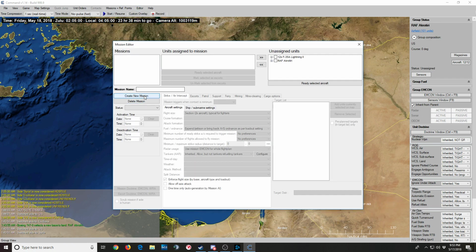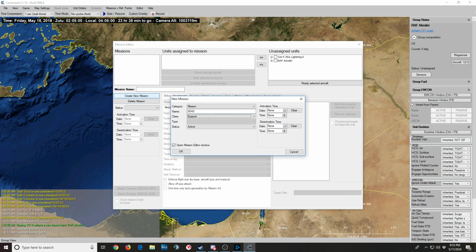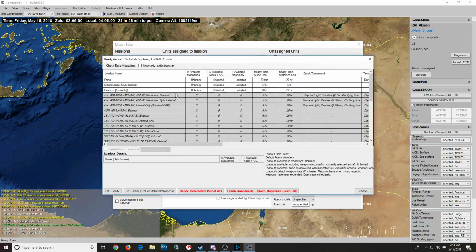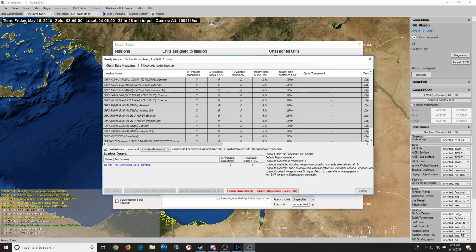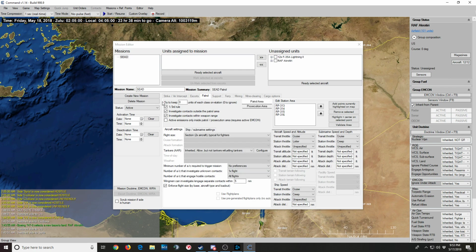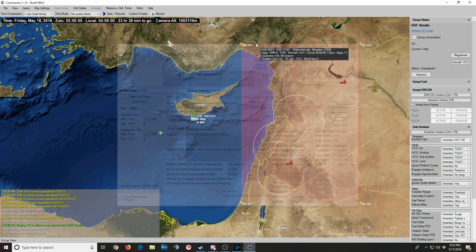We're going to make a seed patrol. Alright, so I just want these 12 FA-18s to do their thing with small diameter bombs. They're all going to take off at once and attack Syria.